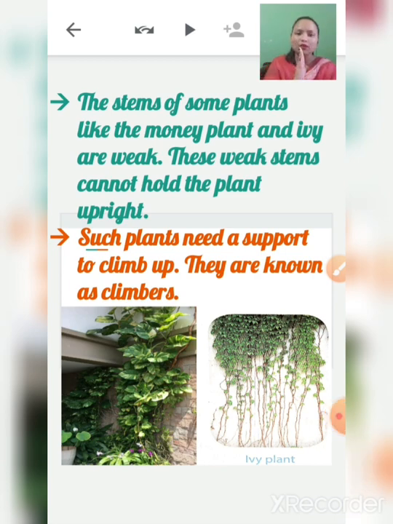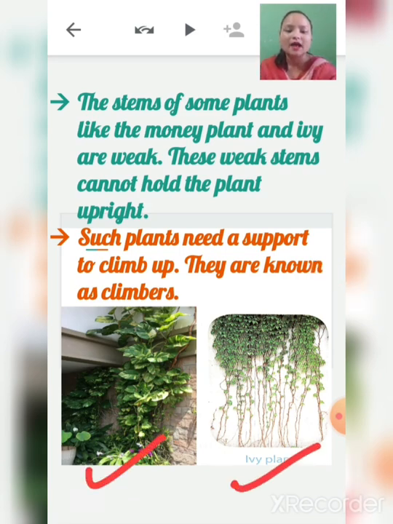Upright means straight. Okay, the stems of some plants like the money plant, here you can see the picture of the money plant and ivy plant. These plants are very weak. That means the stems of these plants are very weak, and these weak stems cannot hold the plant upright.